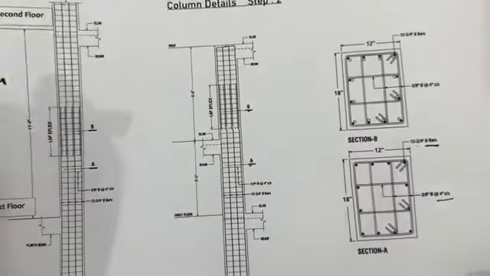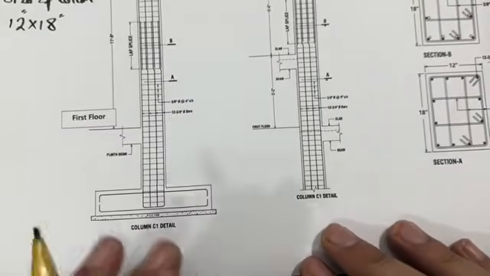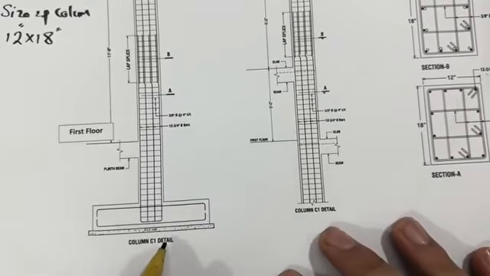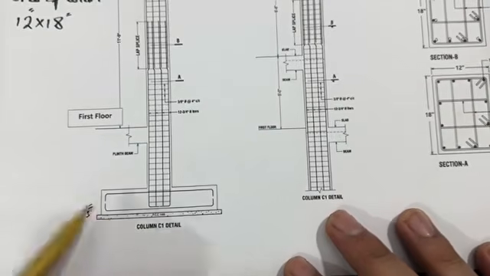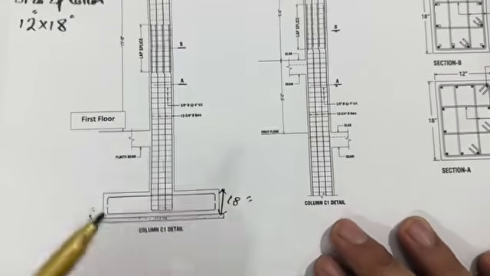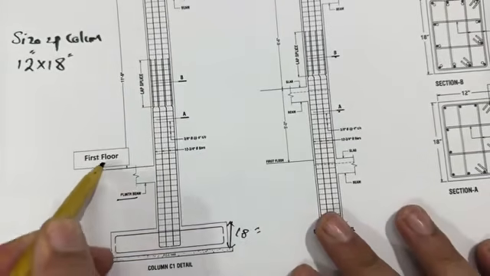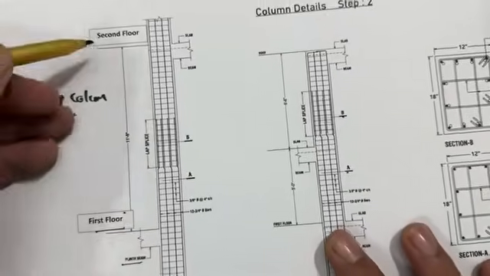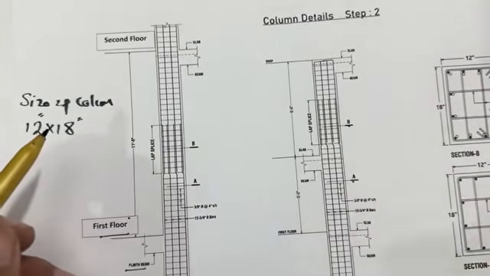Now let me guide you through the foundation first, and you will know very well about the other details. This is column C1. For column C1, you can see we did the PCC with a thickness of 3 inches. The bed depth here is 18 inches. You can see the longitudinal bars, and this is the plinth beam. This is the first floor, right? And here you can see the lapping length. From the first floor to the second floor, the height is 11 feet 6 inches, because 6 inches is the thickness of the RCC slab.